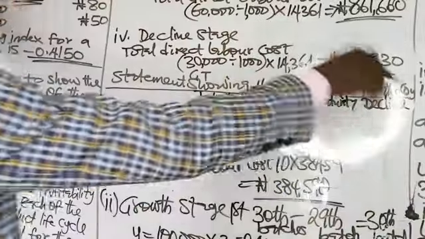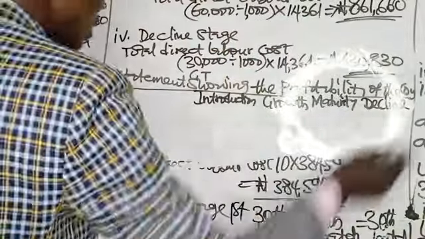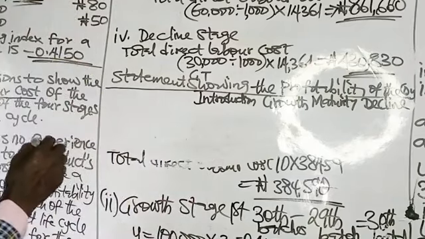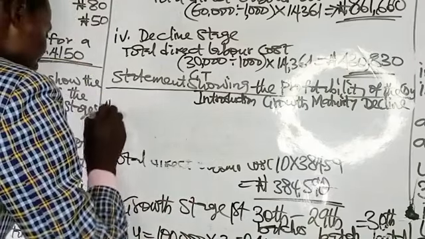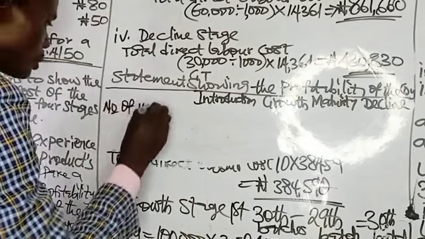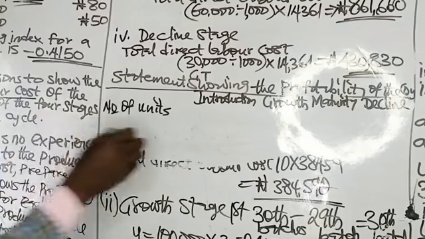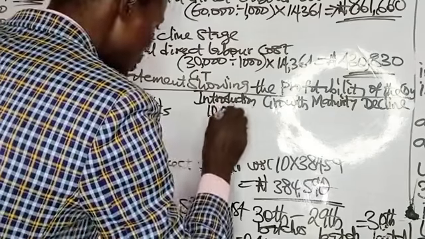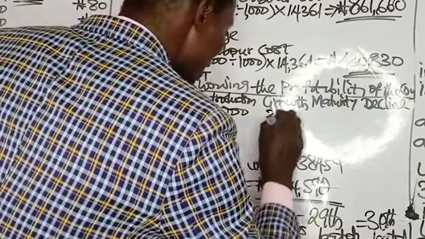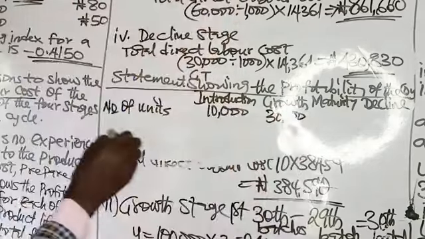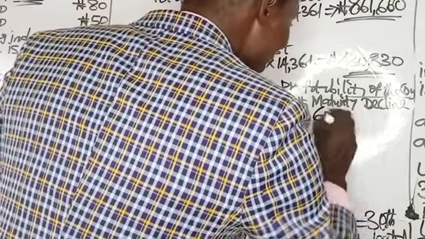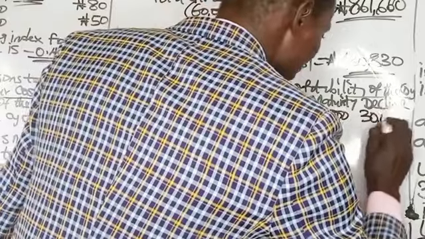There is no space to include total. So we have the number of units at each of the stages. At the introduction stage, we have 10,000 units. At the growth stage, we have 30,000 units. At the maturity stage, we have 60,000 units. And at the decline stage, we have 30,000 units.